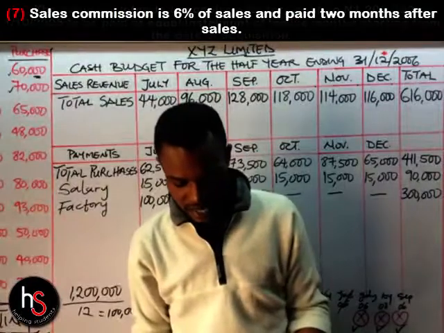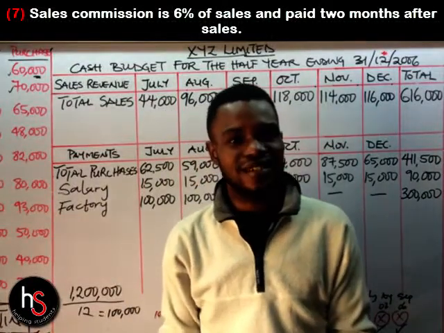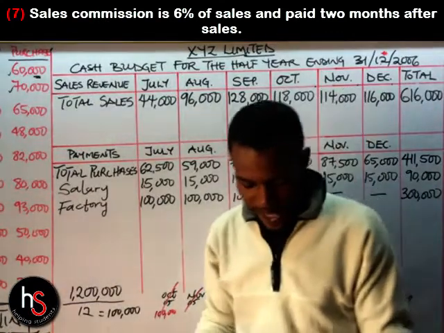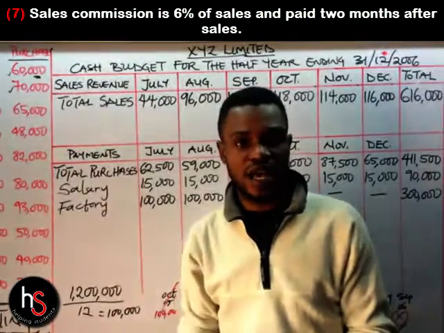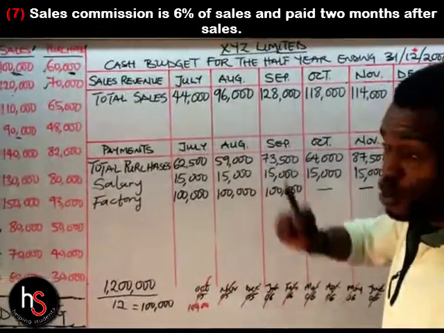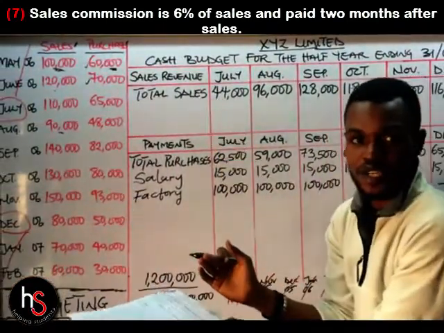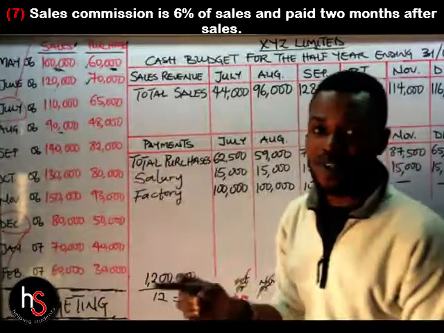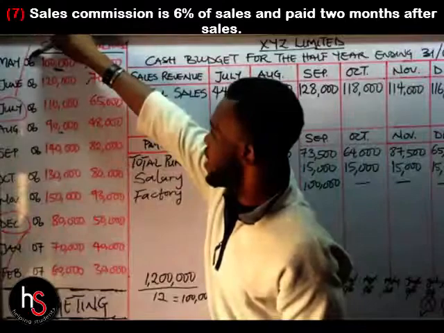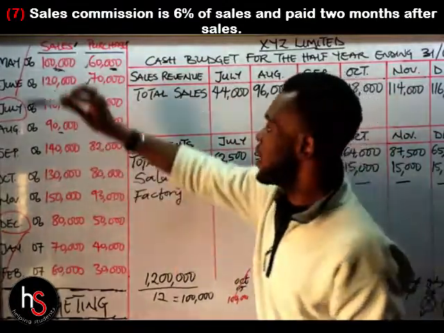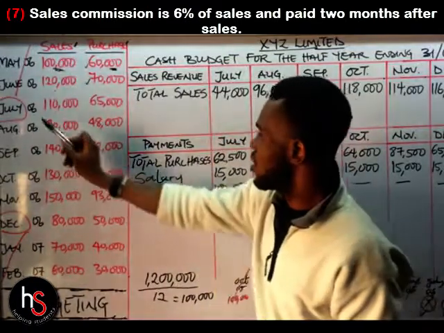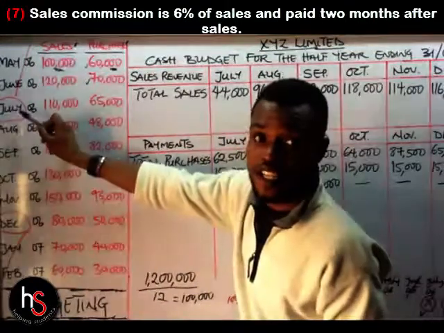Question number 7 says that sales commission is 6% and paid 2 months after sales. Remember, our month of significance started in July, right? But the cash collection itself started in May. And we were told that the 6% was paid when? 2 months after. So since this is May, and we were told it is 2 months after, it means May and June. You started making the payments of the 6% commission in July.